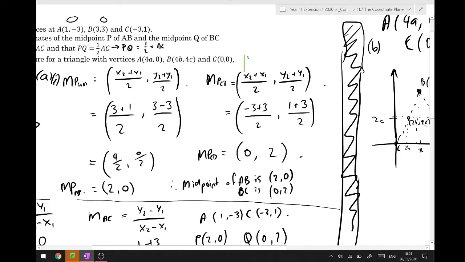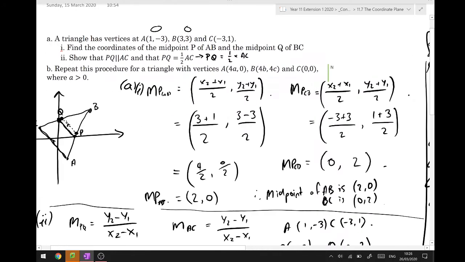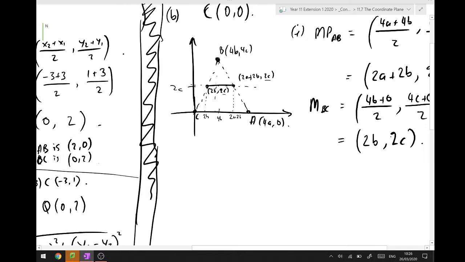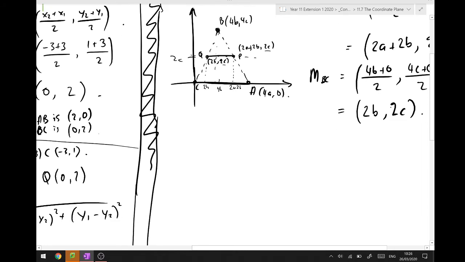What do I need to do with the midpoints? I need to show that PQ, so this here, is parallel to this. So they should have a gradient of 0, correct? And that CA is double the size of PQ, or that PQ is half of AC. So let's start off with the gradients. So this is part 2.